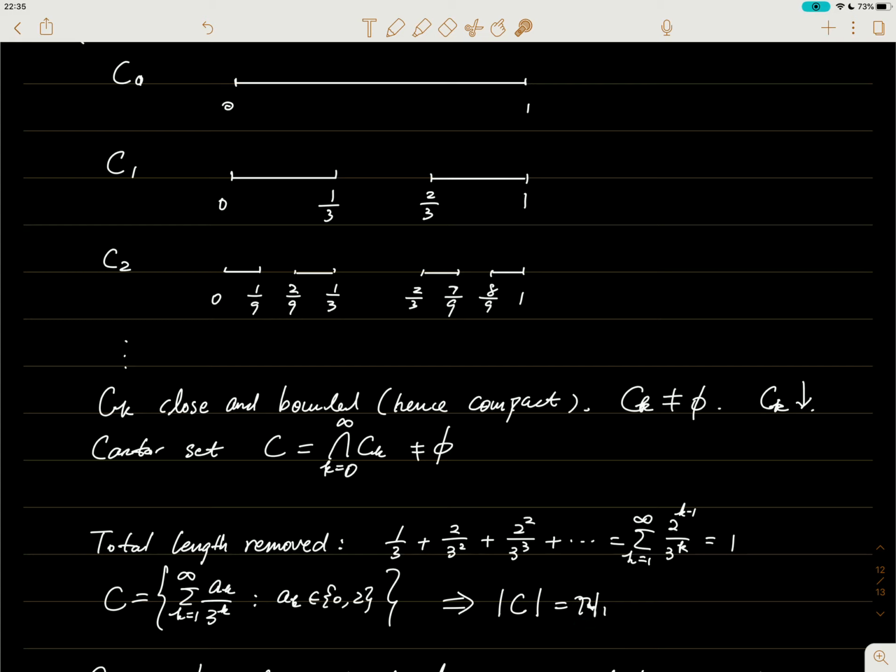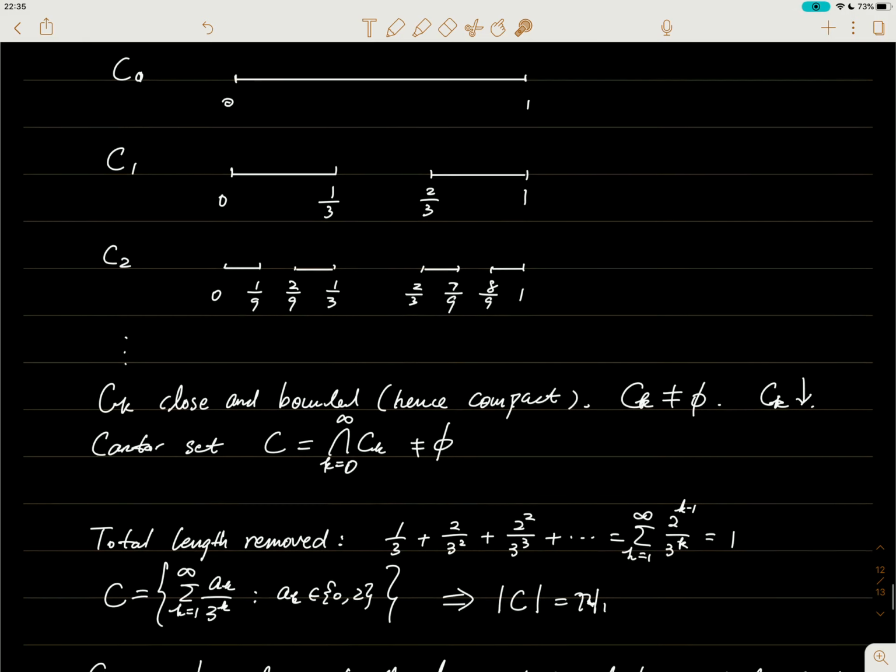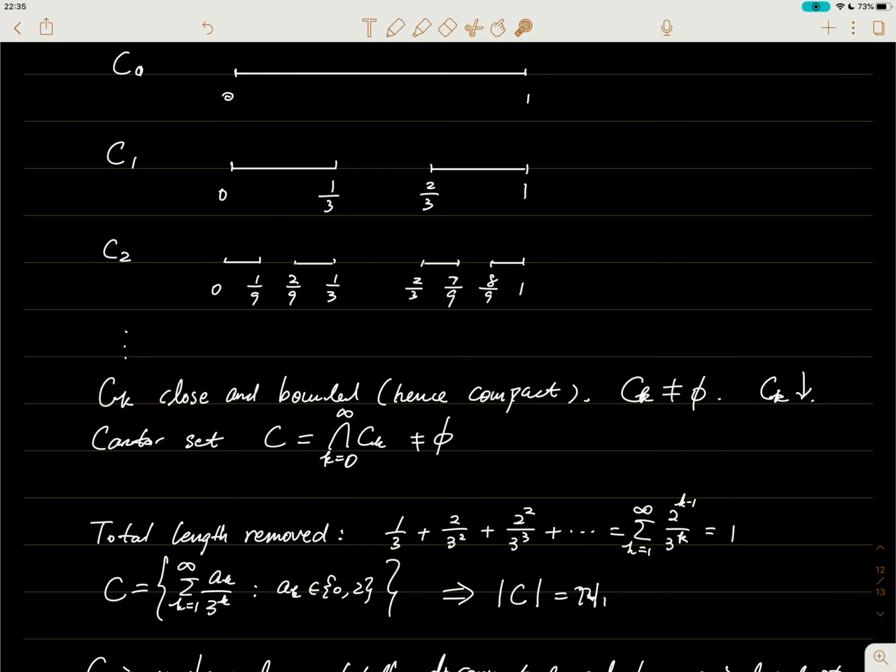Previously, we saw the set of the rational numbers. They also have measure 0 because they're just the union of countably many points, and each of those points has measure 0. So the union is still measure 0. But this is a countable set, and it has measure 0. Here we have an uncountable set, but it also has measure 0. So these are the two most interesting properties.